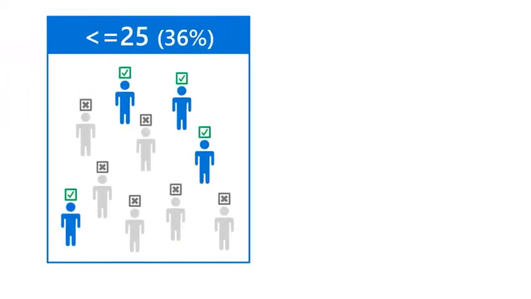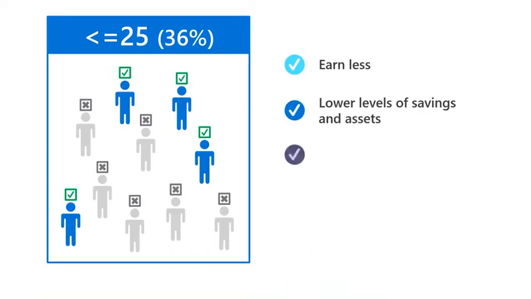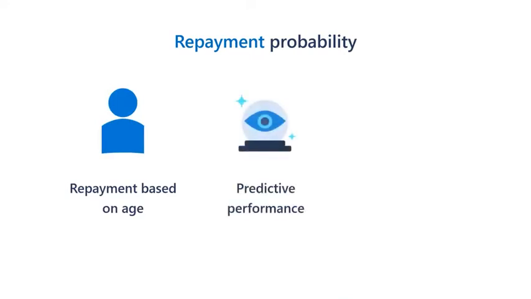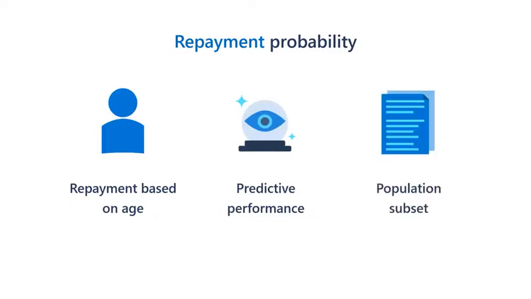However, when you consider the population as a whole, it may be that younger people generally earn less than people more established in their careers, have lower levels of savings and assets, and have a higher rate of defaulting on loans. The important point to consider here is that just because we want to ensure fairness regarding age, it doesn't necessarily follow that age is not a factor in loan repayment probability. It's possible that in general, younger people are less likely to repay a loan than older people. To get the full picture, we need to look a little deeper into the predictive performance of the model for each subset of the population.